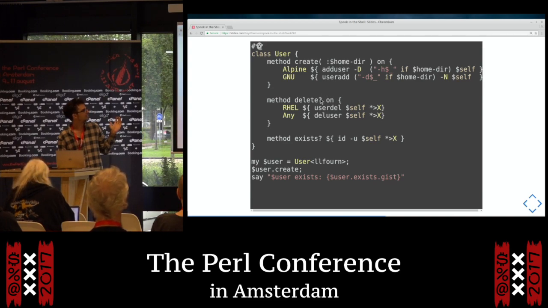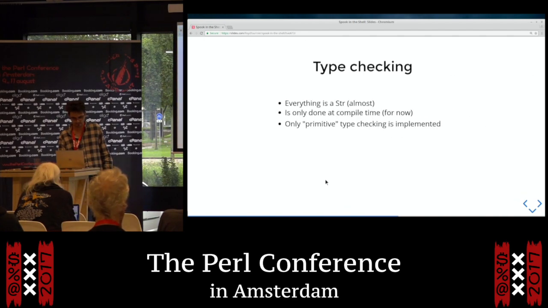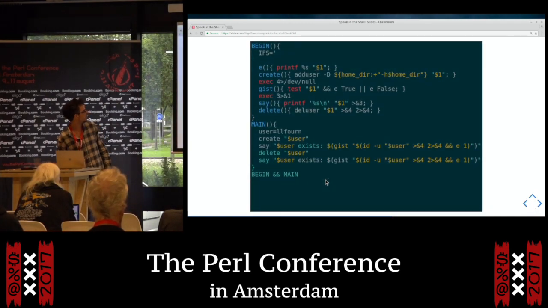This is method routines, like functions, which have mandatory return types in Spook and the shell. So the question mark is shorthand for returns a Boolean. So both delete and exists return Boolean. So if you want to create a new user, you just say user is like LL Fawn, and then dot create, and then like that. No, that's wrong. So that compiles down to that. Should be roughly straightforward.